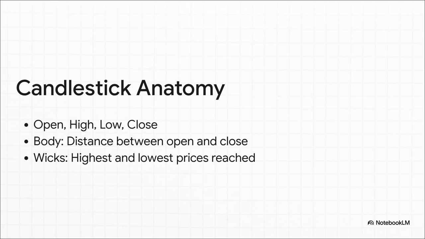That thick part, that's called the body, and that is strictly the distance between the opening and closing prices. Then you have those thin lines sticking out above and below. Think of those wicks kind of like footprints left behind in a battle. They show you the absolute highest and lowest prices reached before the market retreated.